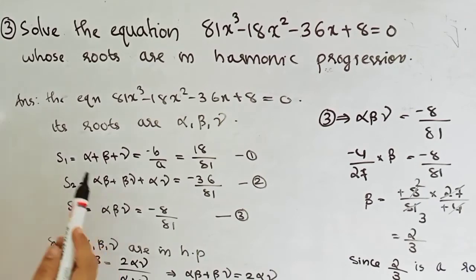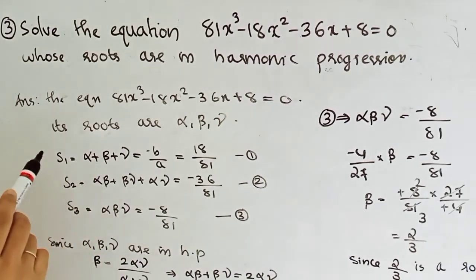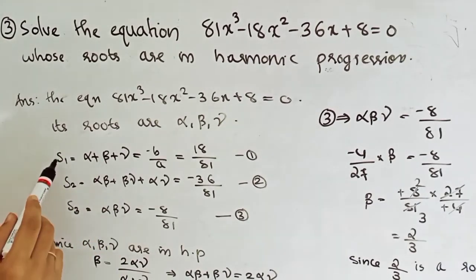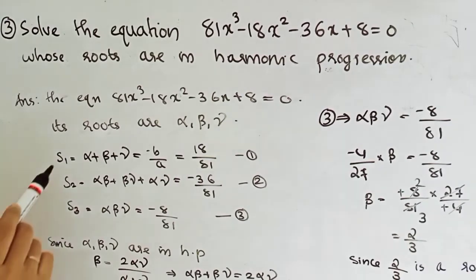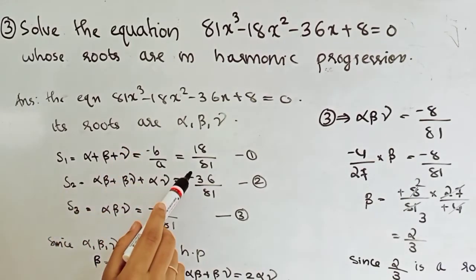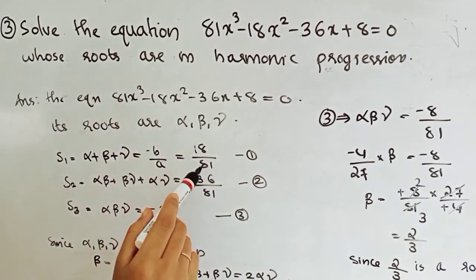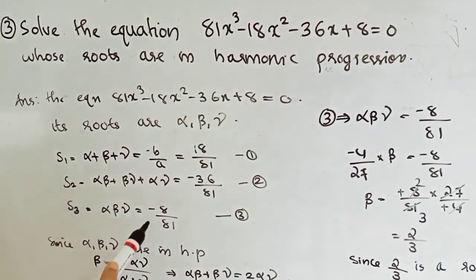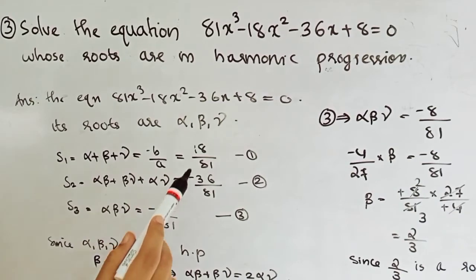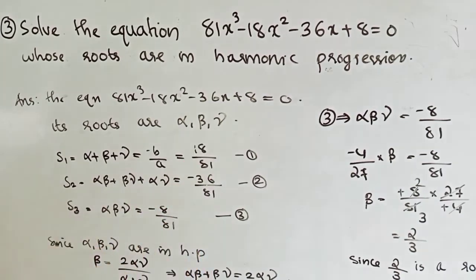By the relationship between roots and coefficients, we can write S1, S2, S3. S1 is alpha plus beta plus gamma, that is minus b by a, that is minus of minus 18 by 81, that is plus 18 by 81. S2 is alpha beta plus beta gamma plus alpha gamma, that is c by a, that is minus 36 by 81. And S3 is alpha into beta into gamma, that is minus 8 by 81. Okay, I have got all this.